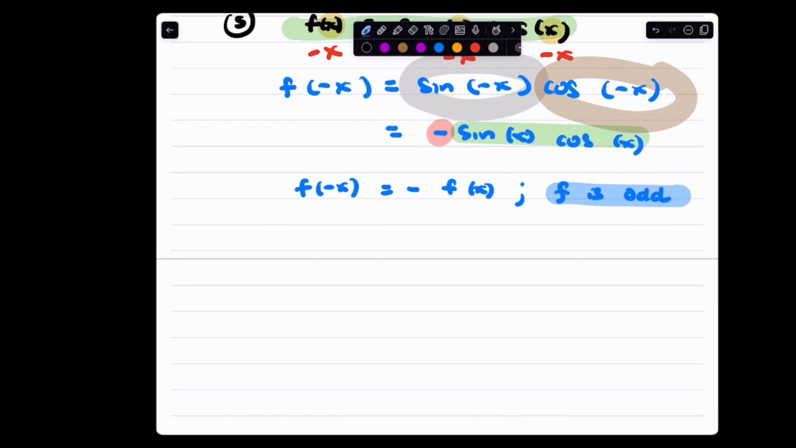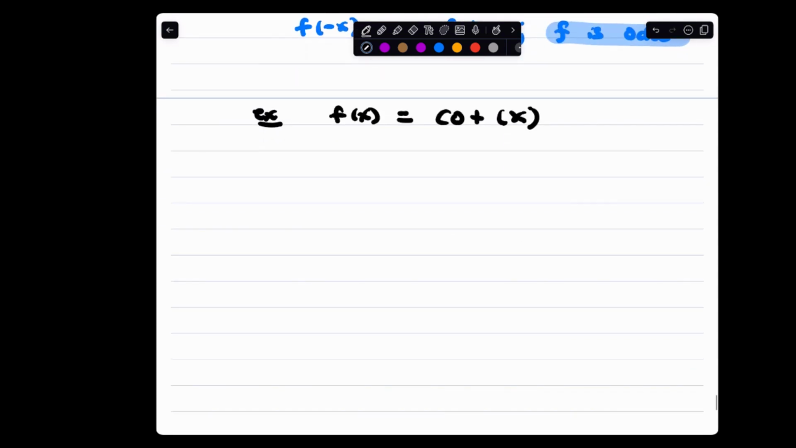All right. Now, ladies and gentlemen, let's give you guys another example. What if they said, hey, your function is cotangent? Could it be cotangent? Sure.